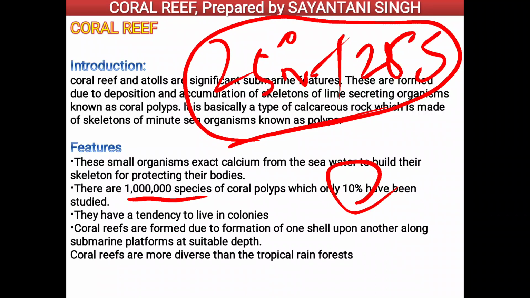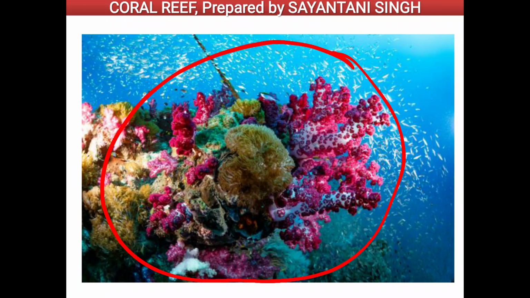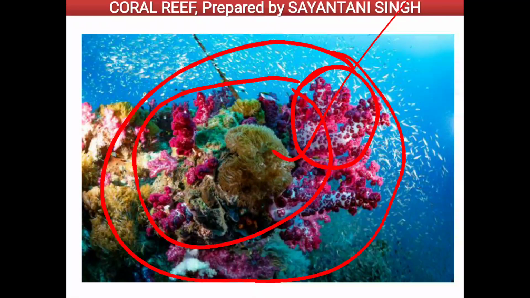And submarine coral reefs are formed due to the cells of polyps growing upon other cells of polyps at the suitable depth in the submarine platform. Coral reefs are very diverse, that's why they are called the rainforest of the sea. This is the picture of the Great Barrier Reef, which is the largest reef in the world. And also this is a picture of a coral reef. You will understand how they are formed. They are very tiny organisms, and they form in colonies, and they are found in the tropical region also.